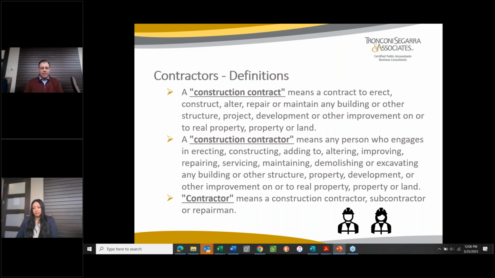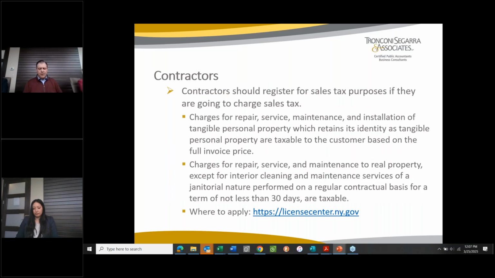And then a contractor is someone who literally works on that. And that could be a prime contractor or a general contractor, the subcontractor, or some type of repairman or a person who does installations. So on the next slide, we talk about contractors and whether or not they should register for sales tax purposes. Not necessarily have to, unless you're in the business of making taxable sales, performing taxable services, or you want to issue exempt documentation such as ST 120.1, which we're going to talk about.